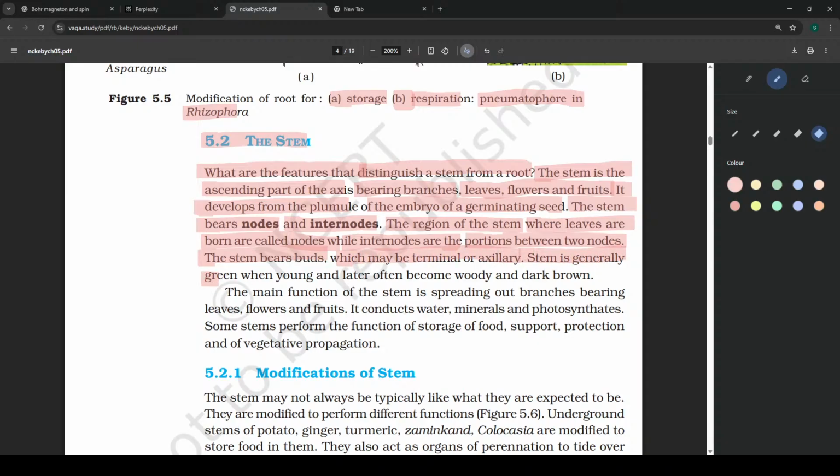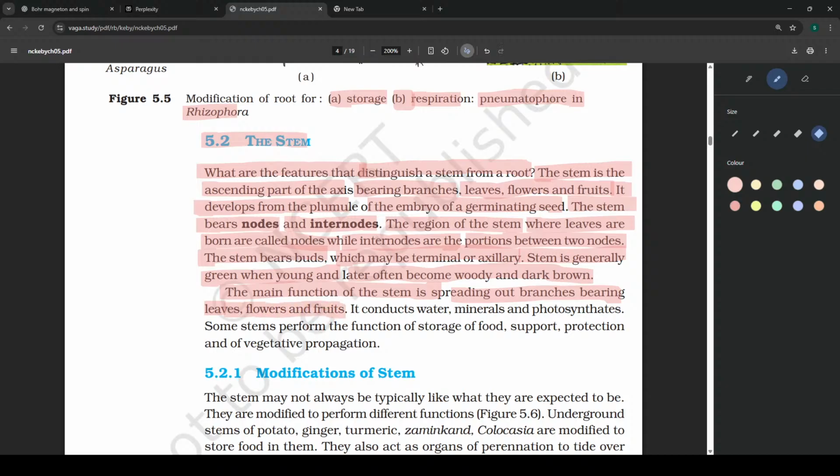Stem is generally green when young and later often becomes woody and dark brown. That is obvious because we have seen many trees in our surroundings, and if it was a young plant, we see it having a green stem, whereas most trees have a dark and woody texture in their stem. The main function of the stem is spreading out branches bearing leaves, flowers, and fruits.